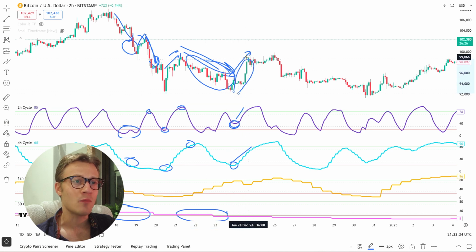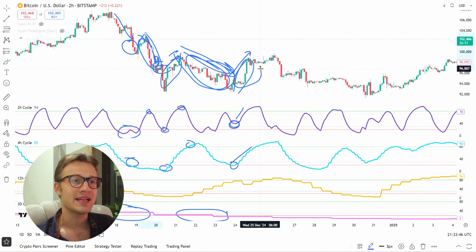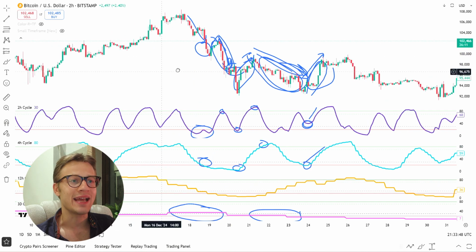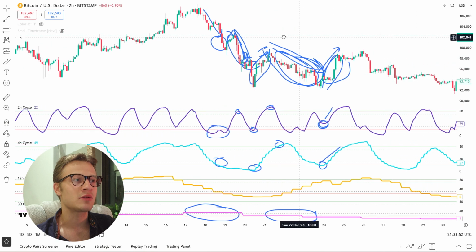However, the pump this time was much better than the previous one. For example, it was better than this one. Also, this pump was kind of similar to this one. However, this retracement was not that ugly as this one, right? So now the market is looking slightly better. If you take a look at here, the market looks slightly better than it looked before.